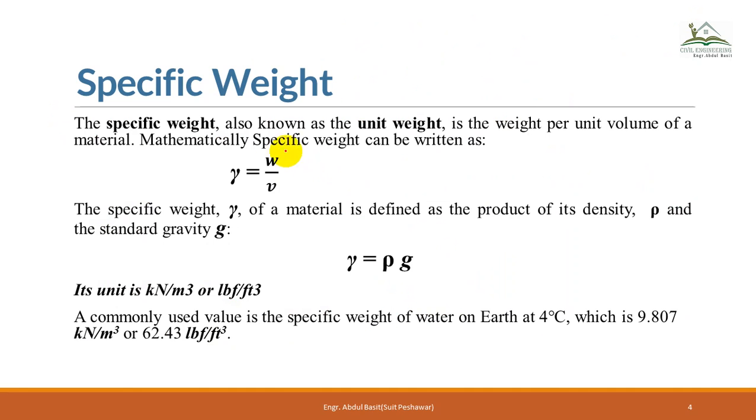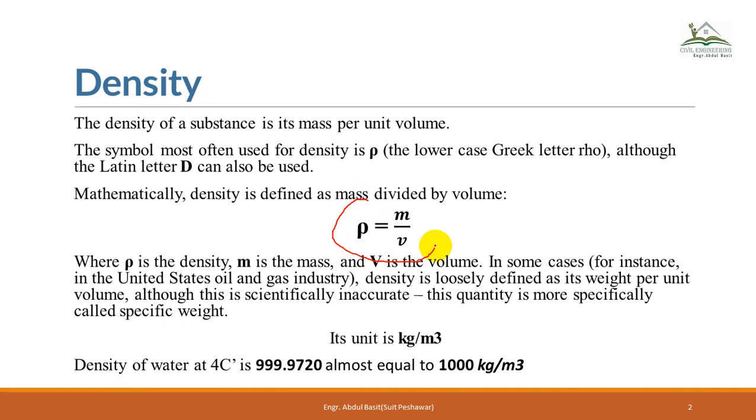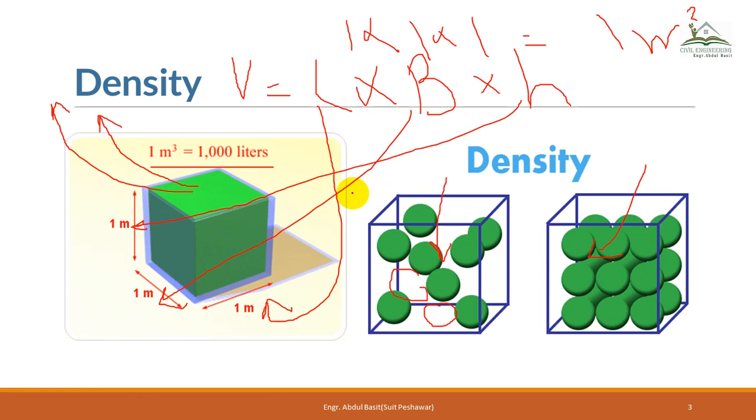Okay, specific weight. There is a small difference between the density concept and the specific weight concept. This can also be termed as unit weight, as it is written here. This can be written as specific weight, and in other words sometimes it is called weight density. And density is sometimes called mass density. So this should be kept in mind.